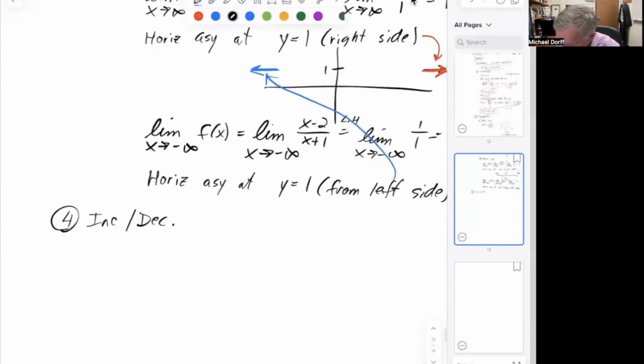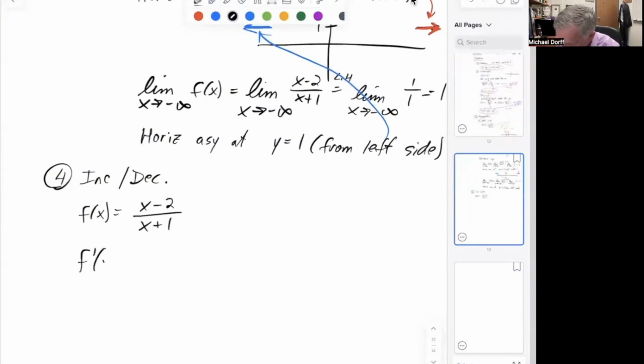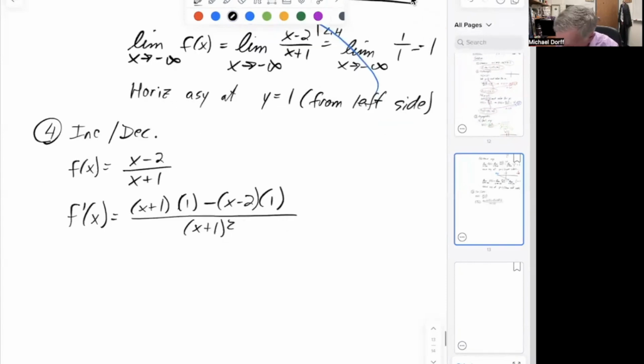So I'm going to look at the derivative here. Again, my function was x minus 2 over x plus 1. So now we want to look at the derivative here. So that's going to be x plus 1, the denominator, times the derivative of the top, which is going to be 1, minus the top times the derivative of the denominator, which is 1, all over the denominator squared. All right, so that's going to give me x plus 1 minus x minus 2 over x plus 1 squared, which is going to give me x plus 1 minus x plus 2.